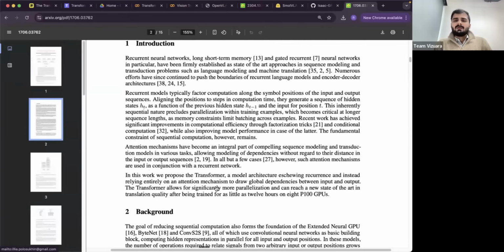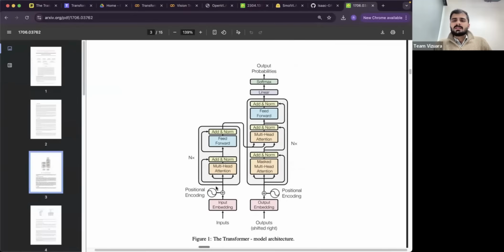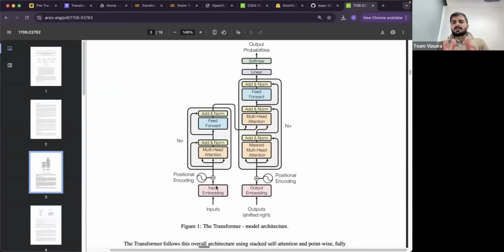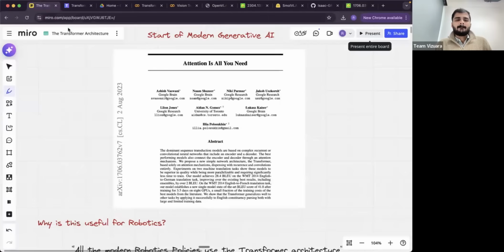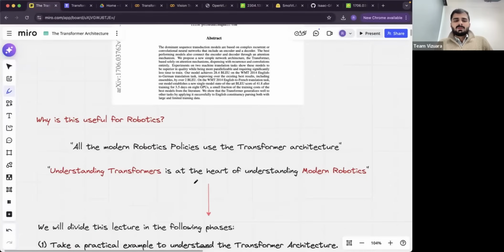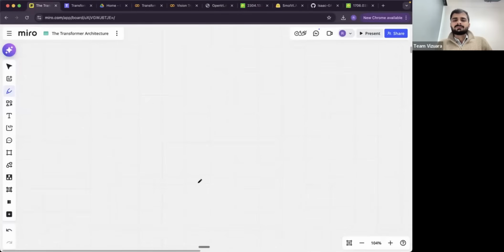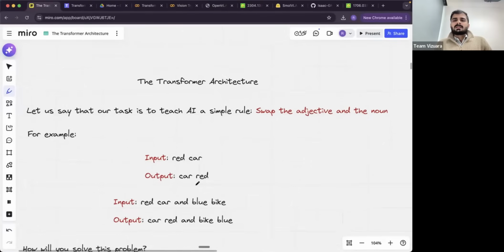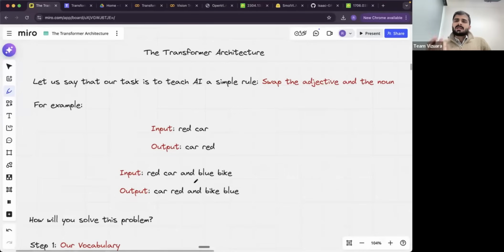Okay, so the final architecture that we are going to learn today is this. We are going to understand what this figure represents, and it might look intimidating at first, but this is what our goal is going to be. So at the end of it, we will look at all this diagram and we will understand almost the entirety of it. Okay, so let's look at a simple example so that through that example, we will understand the transformer architecture.